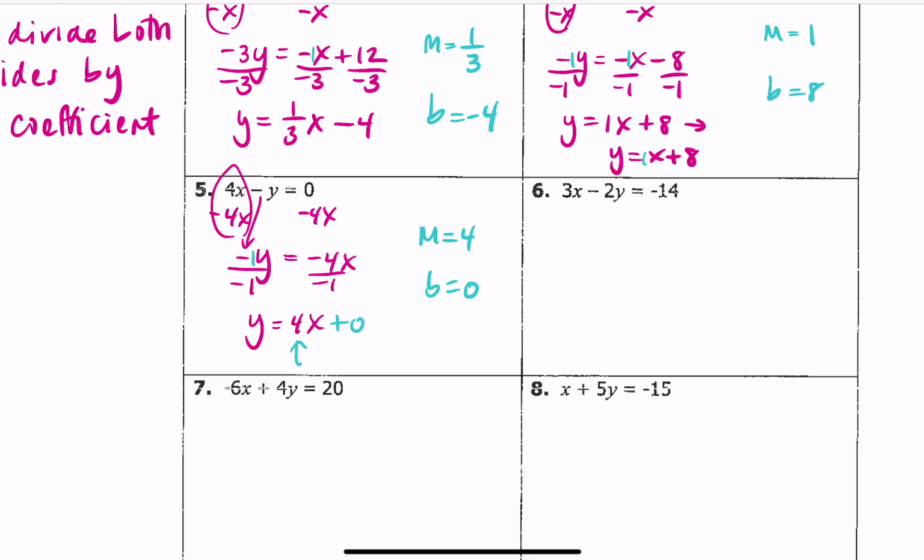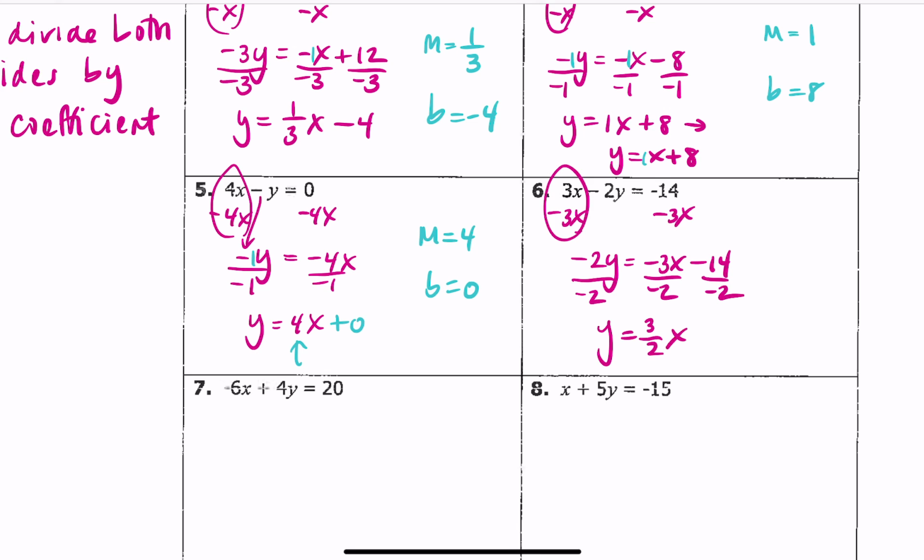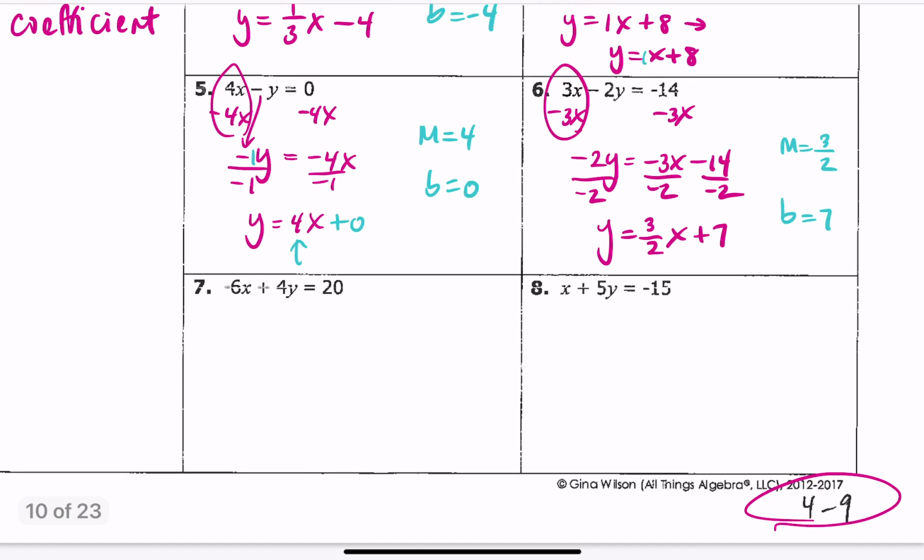Next one, I'm going to subtract 3x from both sides, and I get minus 2y equals minus 3x minus 14. A lot of negatives here. I'm going to divide both sides by the number in front of y. I get y is equal to, because it's negative 3 over negative 2, the negatives cancel out to be positive, 3 over 2x, minus 14 divided by negative 2 is plus 7. So my slope is 3 over 2. My y-intercept is 7. We'll just finish off this page together.